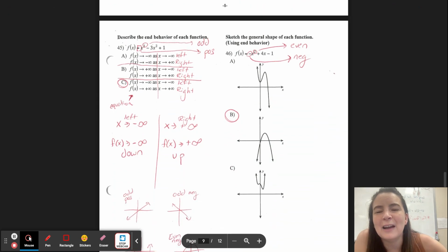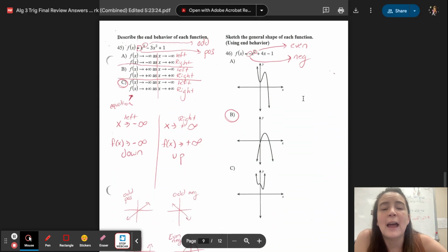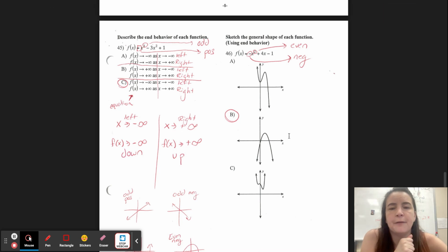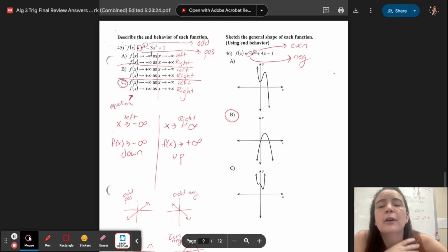For 45 and 46, we're talking about end behavior. One has it as the symbols, one has it as like a graphic. For these, we have to look at the degree. This one happens to be odd because your degree is 3. This one happens to be even because your degree is 2. Your degree is your highest exponent. Then we also have to look at the number that's in the front. In this case, it's 1, which is positive. In this case, it's -1, which is negative. So this one happens to be odd positive.